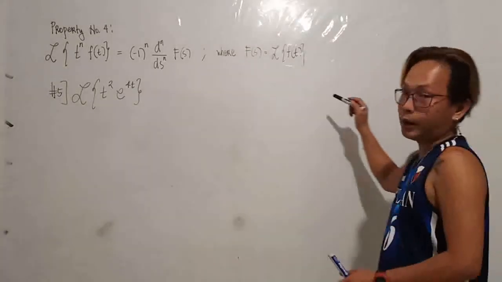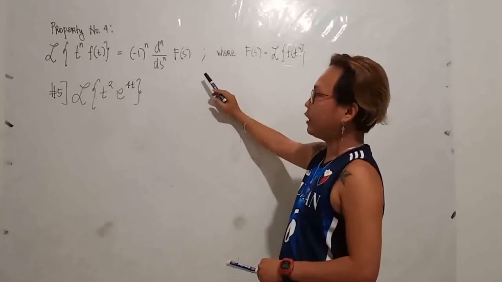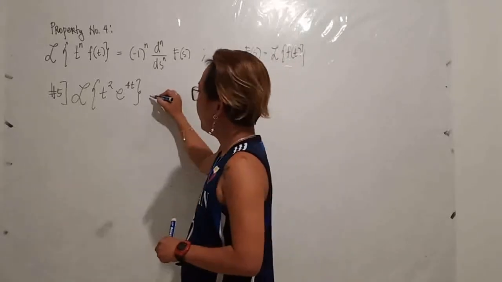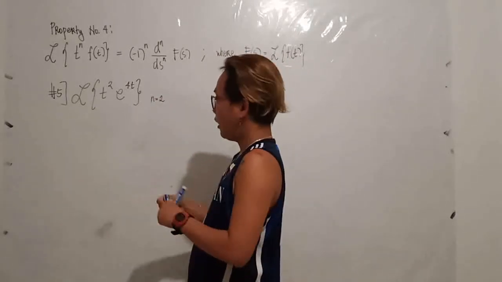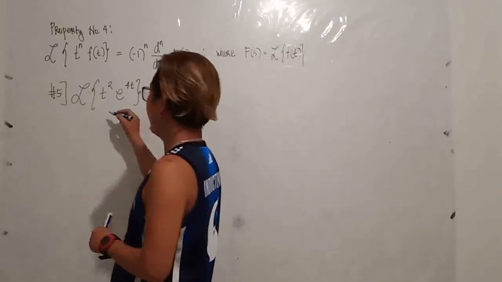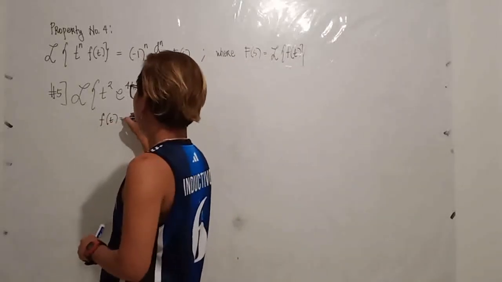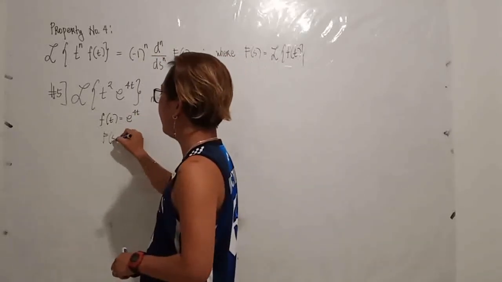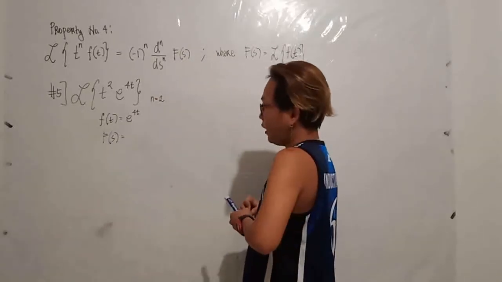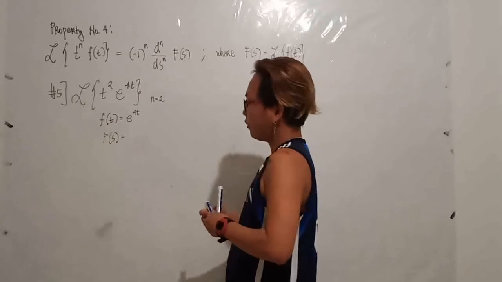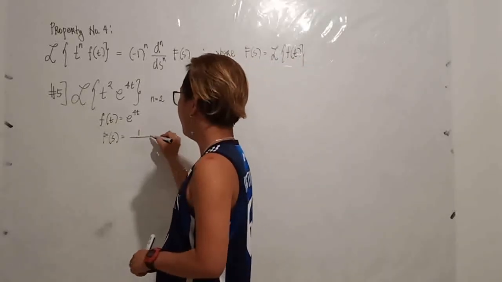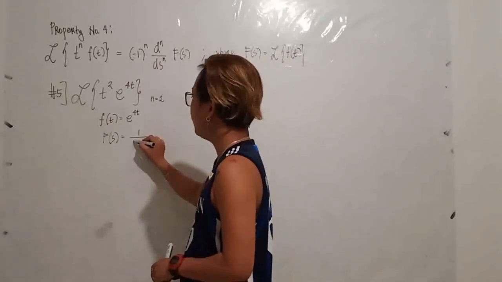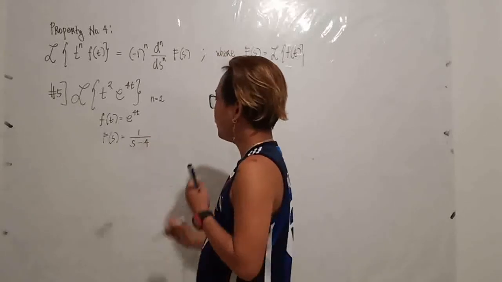Then for the last example, example number 5, you will have to take the Laplace transform of t squared e raised to 4t. So the value of n here is 2. Now your f of t is e raised to 4t. Now taking the Laplace of e raised to 4t, which will be your f of s, so that is 1 over s minus a. The value of a here is 4, so that's 1 over s minus 4.